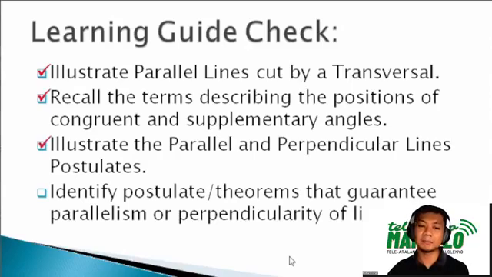We also illustrated the parallel and perpendicular lines postulates. Let's say, for example, if we have a line and a point outside that line, there is only one line that passes through that point parallel to our reference line. The same goes for the perpendicular line postulate. If we have a line and a point outside that line, extending from that point to the given line, creating 90 degrees, there is only one line that can create perpendicularity to that reference line.